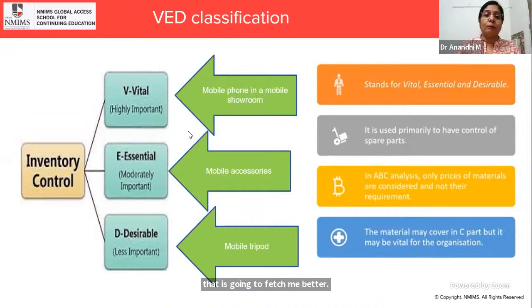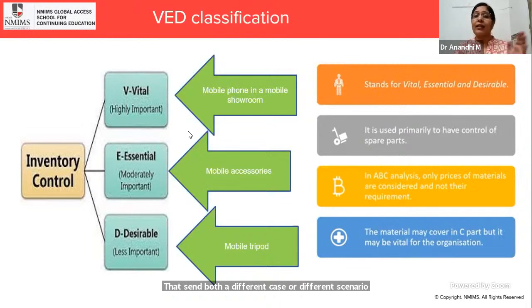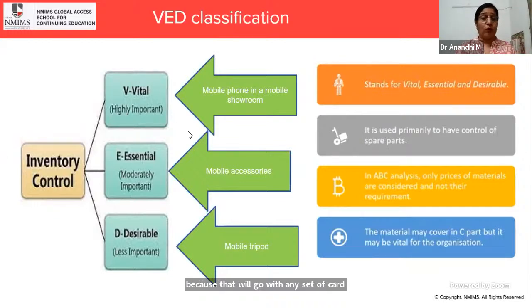Here, for this car key, you better do VED classification, because even if you do ABC classification for the car key, it sits under the C category. There is no point or purpose in procuring more car keys than the number required. Nuts and bolts are a different scenario, because they will go with any set of car. But car key is not that case. So it is better you do VED classification for car keys, right?